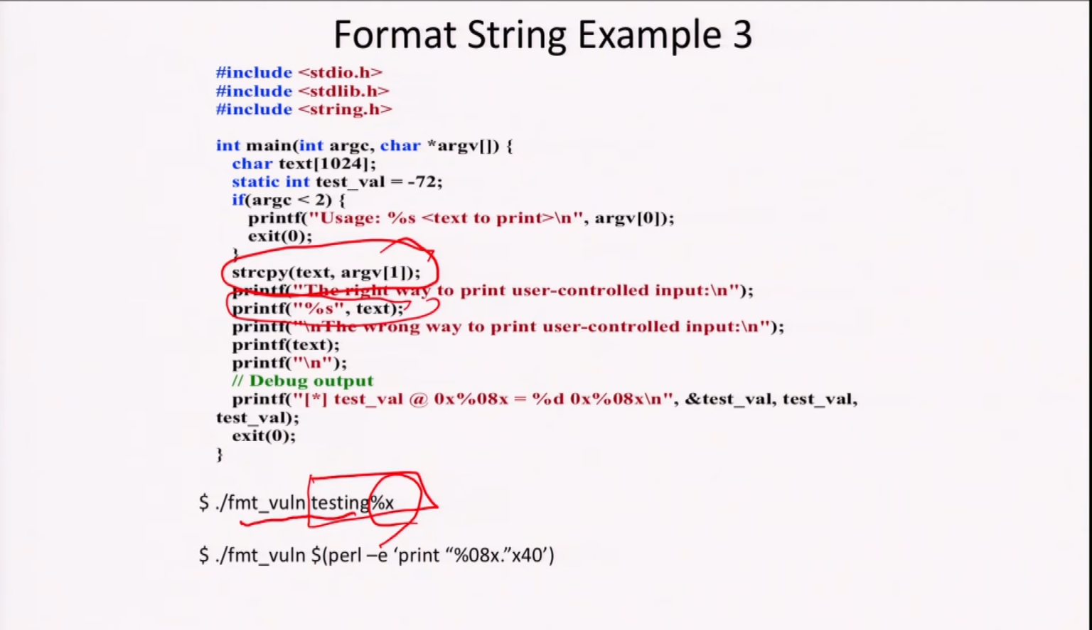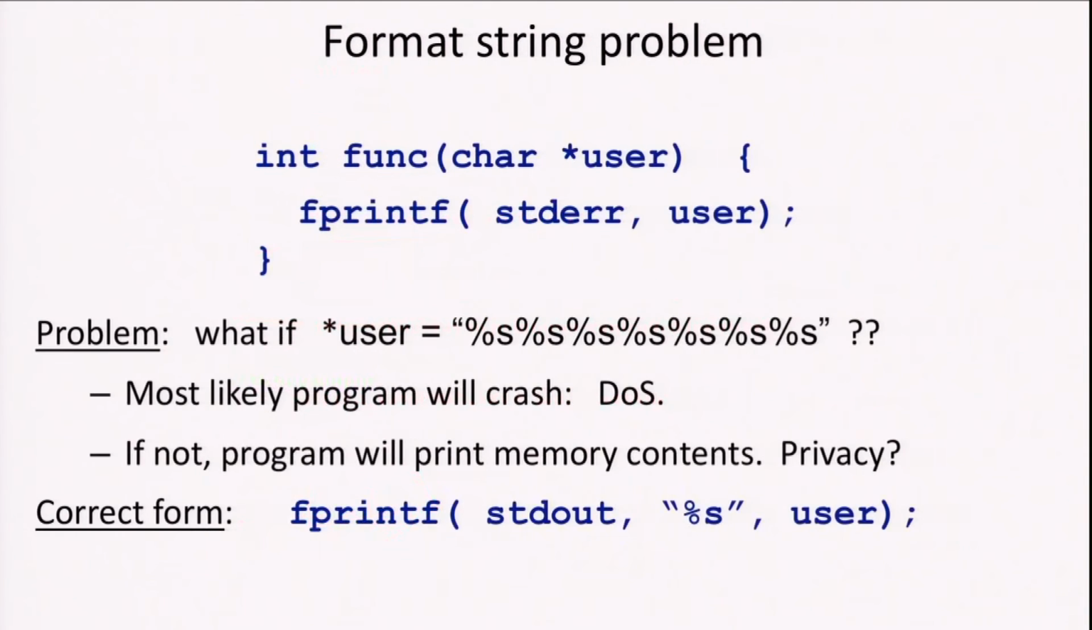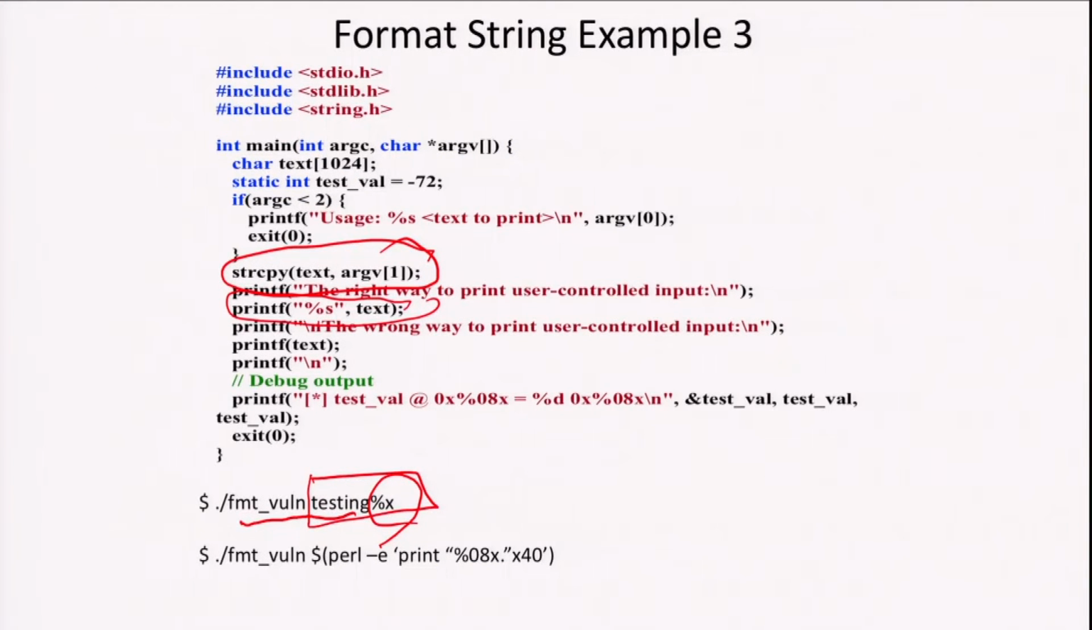In the first example, I am saying printf %s text. In that case, everything will be fine, because this text will be interpreted as a string, so %x will come out as part of the string. But in the second case, I am saying printf text without using %s or any formatting instruction. Therefore, printf will treat this %x as a formatting instruction, and it will actually create problems.